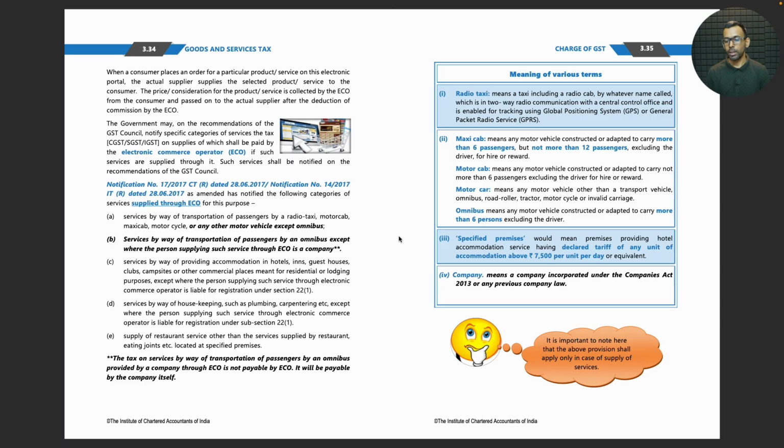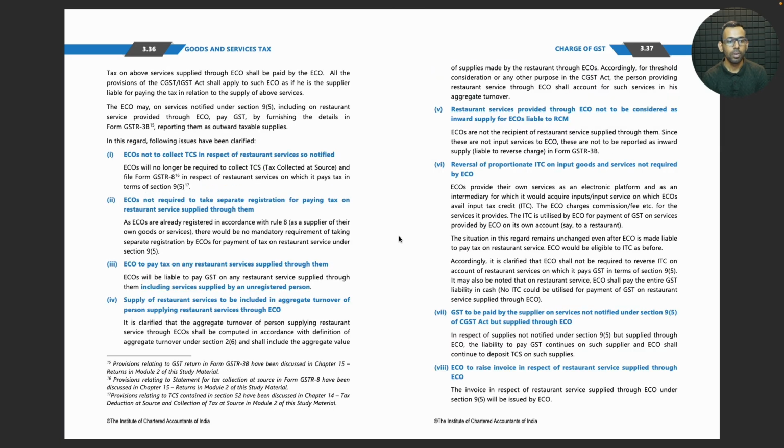It is important to note here that the above provision shall apply only in case of supply of services. Tax on above services supplied through an e-commerce operator shall be paid by the e-commerce operator. All the provisions of the CGST or IGST Act shall apply to such ECO as if he is the supplier liable for paying the tax in relation to the supply of above services. ECO may, on services notified under Section 9(5), including restaurant service provided through ECO, pay GST by furnishing the details in Form GSTR-3B, reporting them as outward taxable supplies.